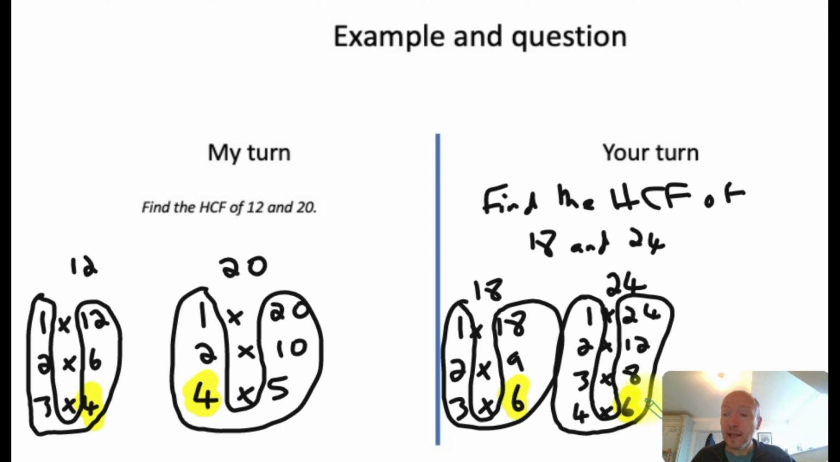And that's it. We'll give you lots more examples in class. In the little textbook, the exercise book you've been given, there's more examples there. You'll find more questions on Hegarty Maths.